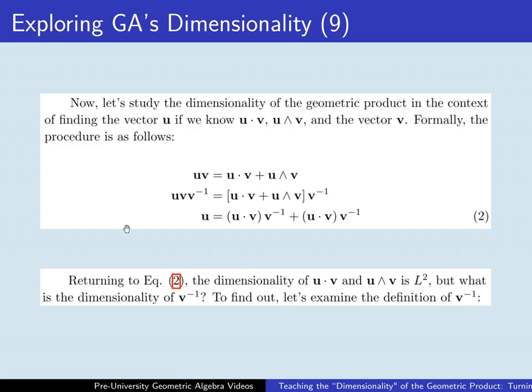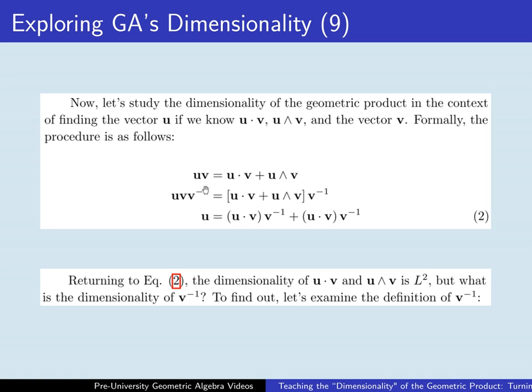So let's move beyond that. Now, we're citing here from that source document that I showed earlier. So we want to study the dimensionality of the geometric product in the context of finding, well, you can read this. Now, we're not going to show how to solve that problem. What we're going to do is examine how the dimensionality evolves during the procedure. So here we write what amounts to the definition of the geometric product of u and v.